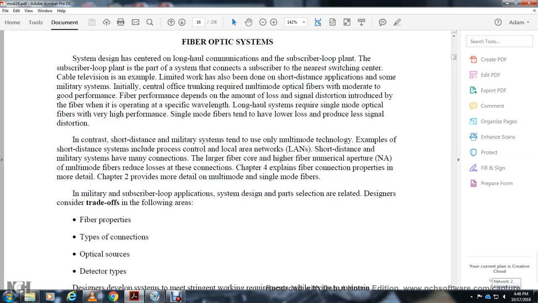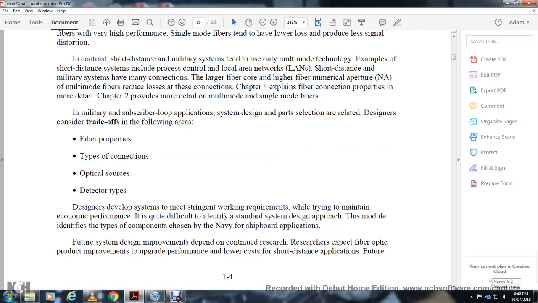In military subscriber applications, some of the design parts and selections are related. Designers consider the trade-offs of the following areas: fiber properties, typical type of connection, optical source, and detector types. The designer develops a system that meets stringent requirements while trying to maintain economic performance. It is quite difficult to identify a standard system. The design approach of the module identifies the type of components chosen by the Navy for shipboard applications.